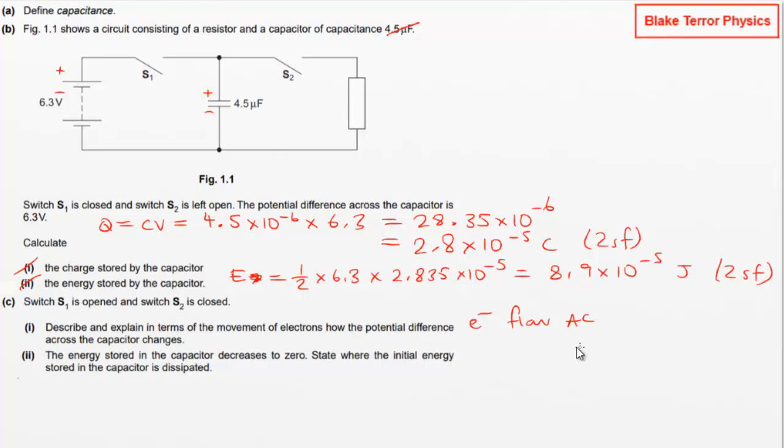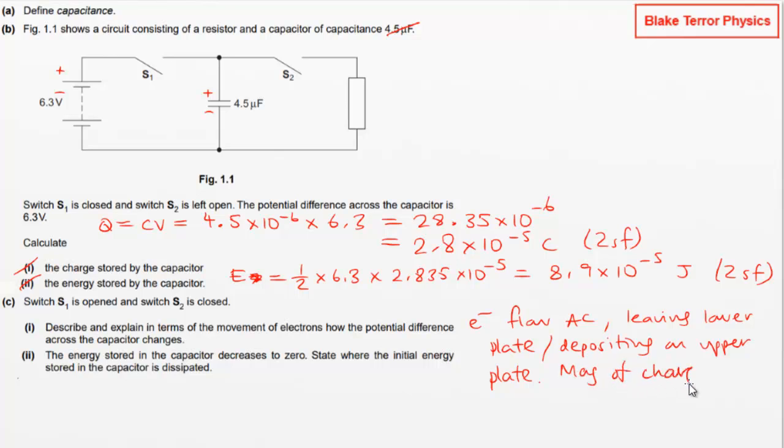So, how the potential difference changes. I've distracted myself a bit. You could say the electrons flow anti-clockwise, so leaving the lower plate and depositing on the upper plate, and this means that the magnitude of charge on each plate decreases, therefore the PD decreases exponentially. So that gets a lot of ticks there.